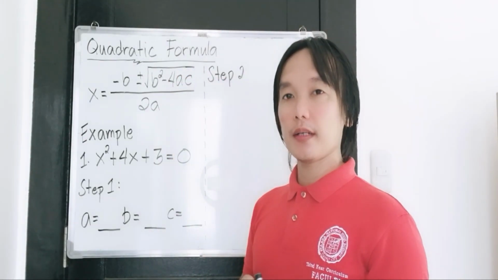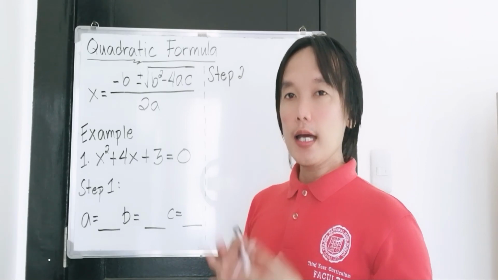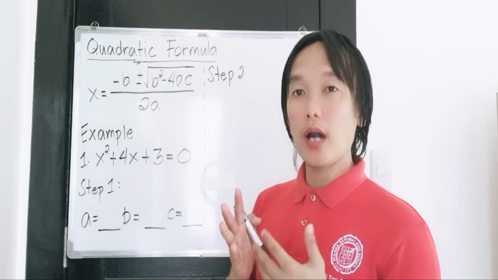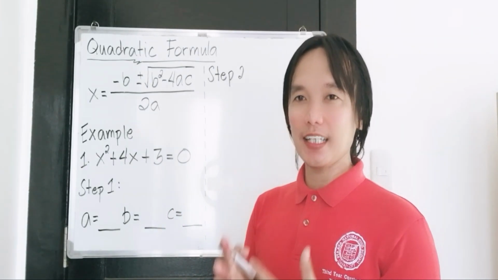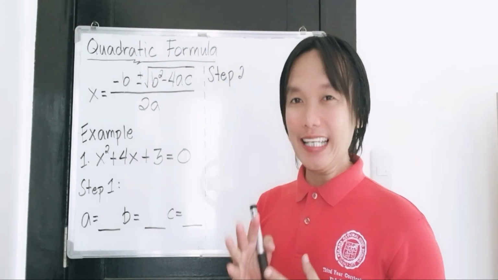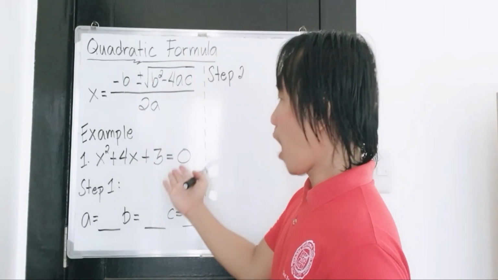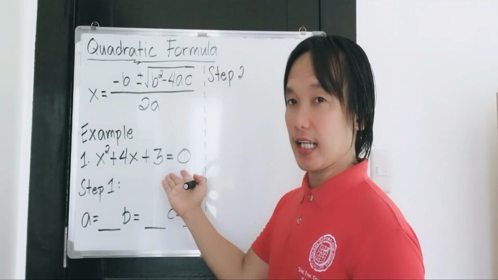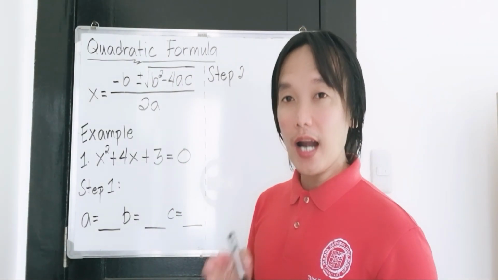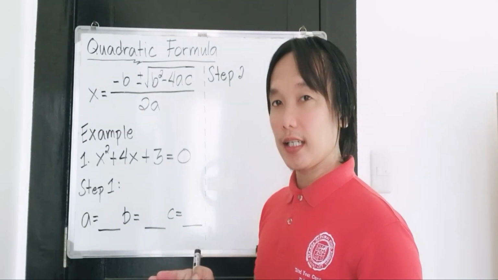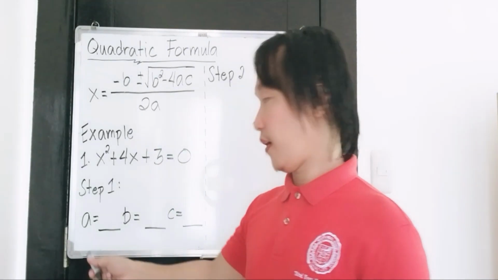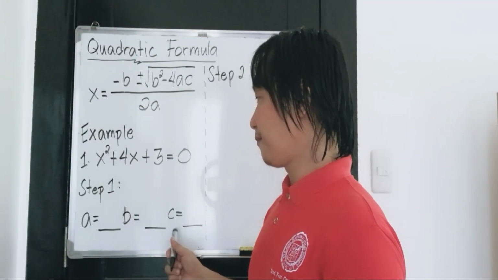So the first step in solving using the quadratic formula is to identify the values of a, b, and c. But make sure that your quadratic equation is already in the standard form. Our example is already in the standard form, so we will just identify the value of our a, our b, and our c right away.